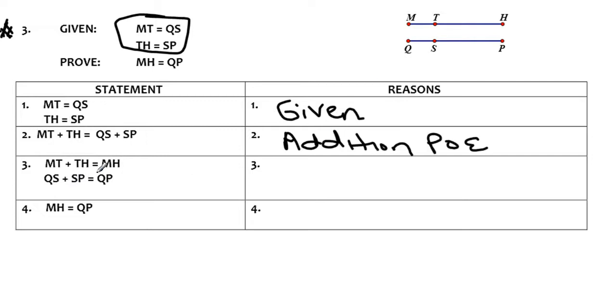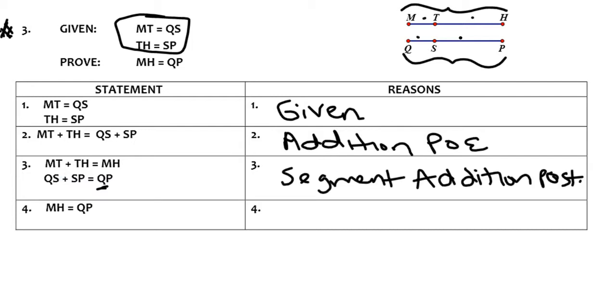Now the next one, this is going to be challenging. We just have that MH, looking at our picture, is equal to MT plus TH. Well, what did we say that was? When the whole segment was equal to the two parts. That's our segment addition. So we're just going to check to make sure this one's correct. QP, the whole length of QP, is made up of QS plus SP. That's our segment addition postulate.